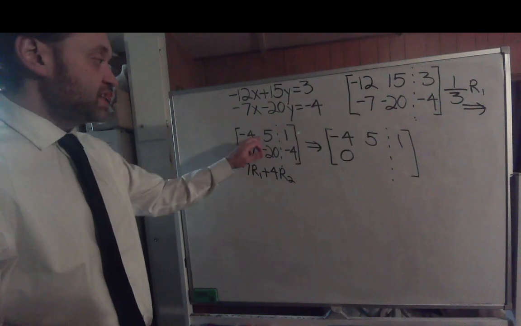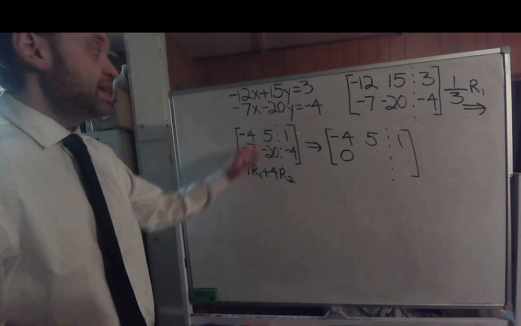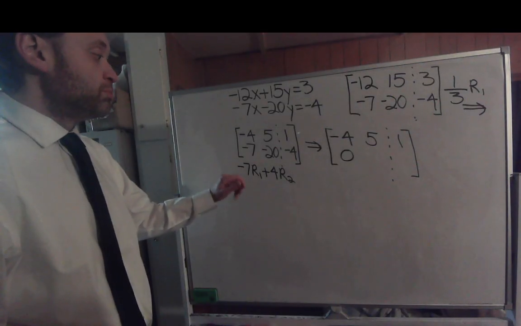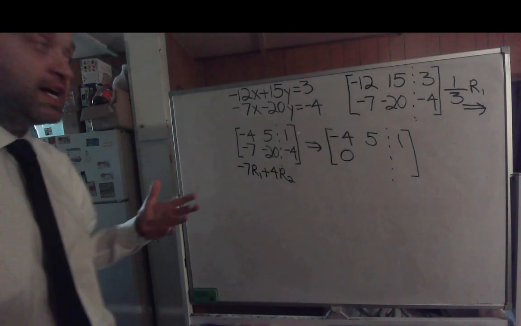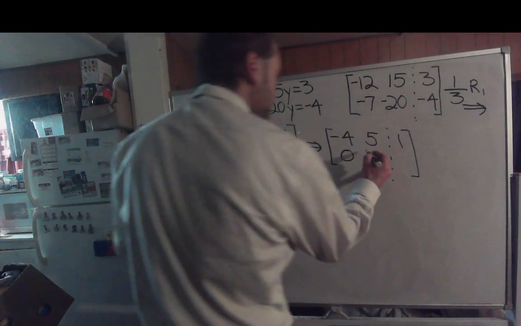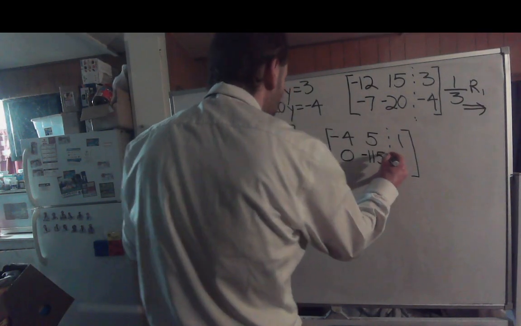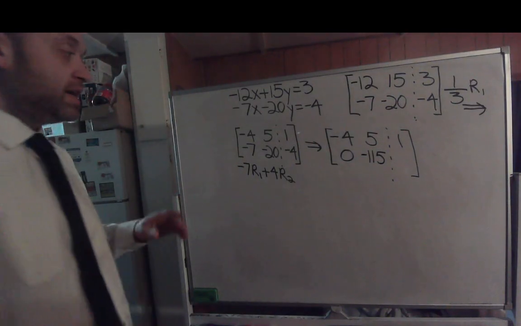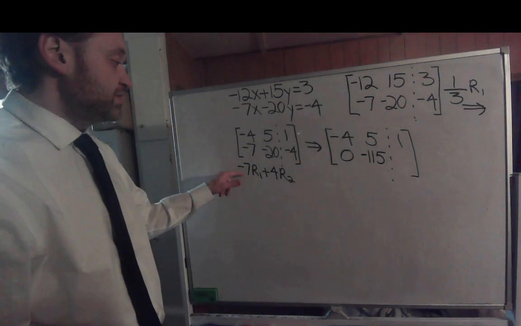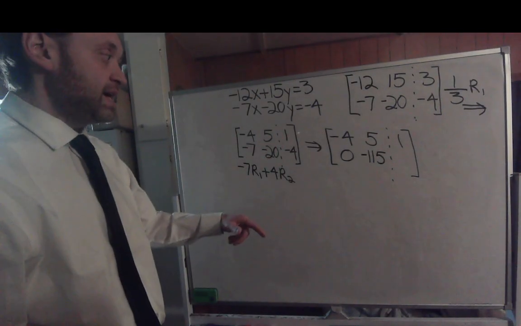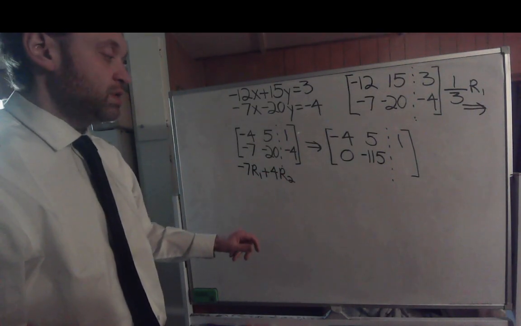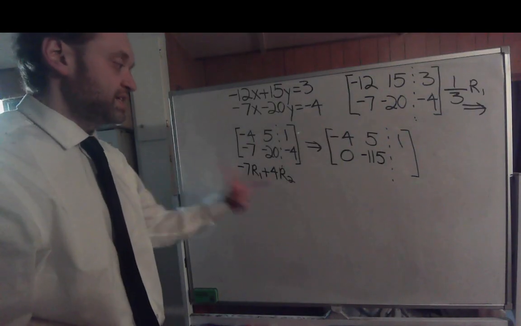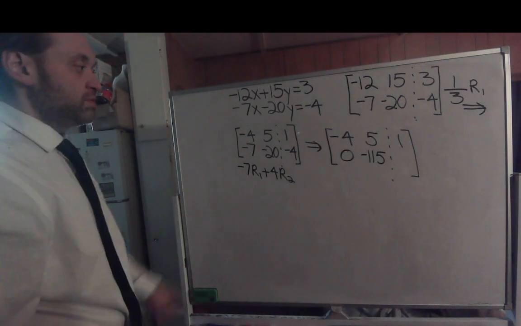Now take negative 7 times 5, what is that? That's negative 35, plus 4 times negative 20, that's negative 80. Negative 35 minus 80 is negative 115. Still hideous, but not quite as bad. Then go ahead and take negative 7 times 1. What is that? Well, that's going to be negative 7 plus 4 times negative 4 is what? Negative 16. So negative 7 minus 16 is negative 23.